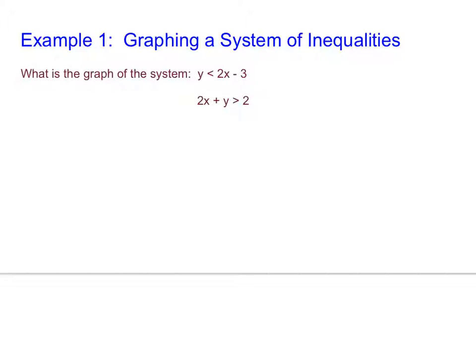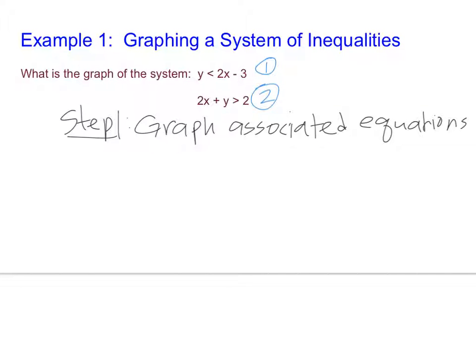Example 1, graphing a system of inequalities. What is the graph of the system? The first thing let's do is number the inequalities. Then step 1, graph associated equations. First we'll graph the first associated equation. We replace the inequality with the equal sign.